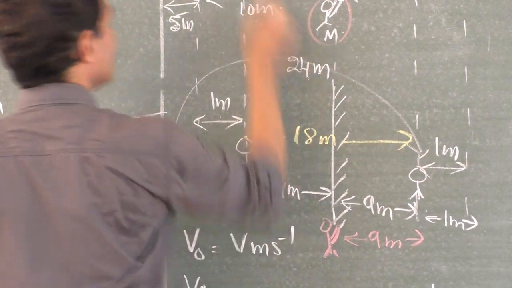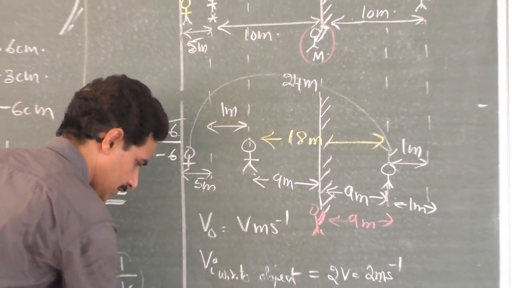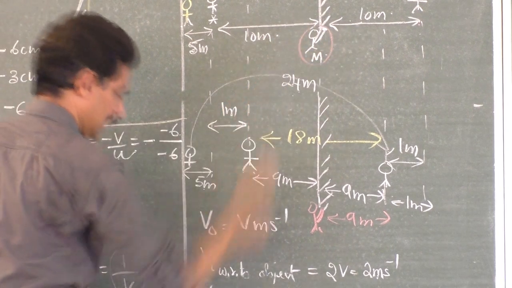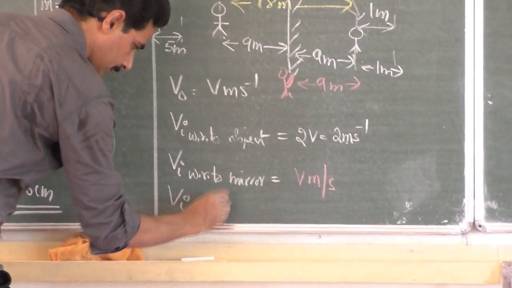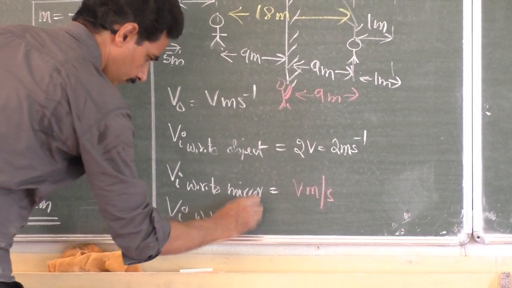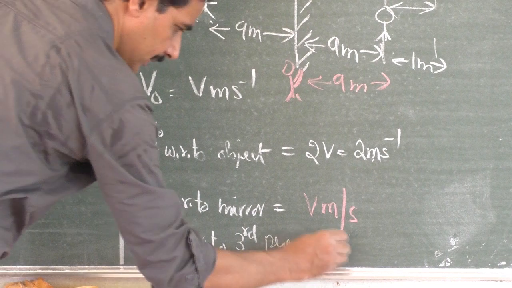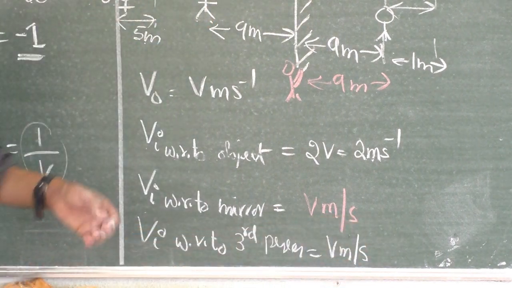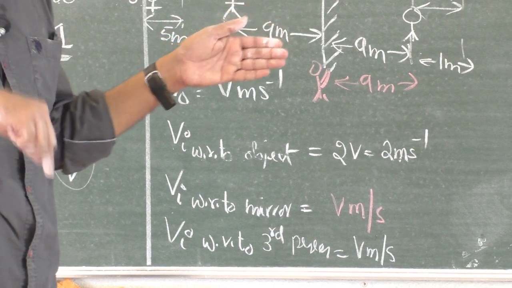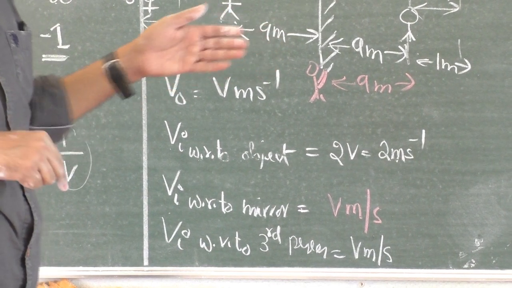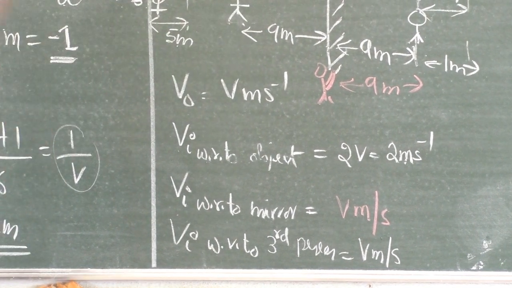So how much has it changed? Only by 1 meter. So the velocity of the image with respect to the third person is very similar to the person who is holding the mirror. Velocity of the image with respect to the third person or friend who is not running is v meter per second only. So if your friend is observing inside the mirror, the image will be running with the same speed as the object, whereas with respect to you, it is double, because your image is also coming towards you.